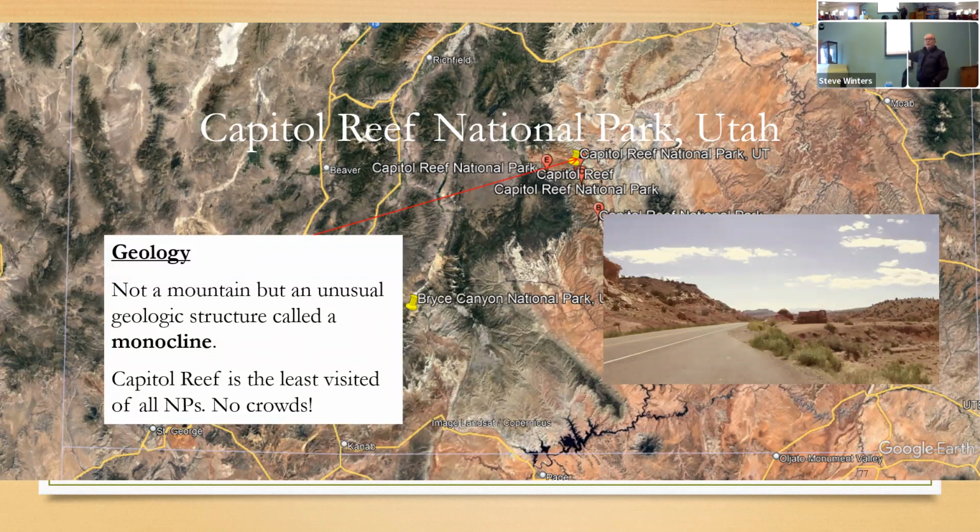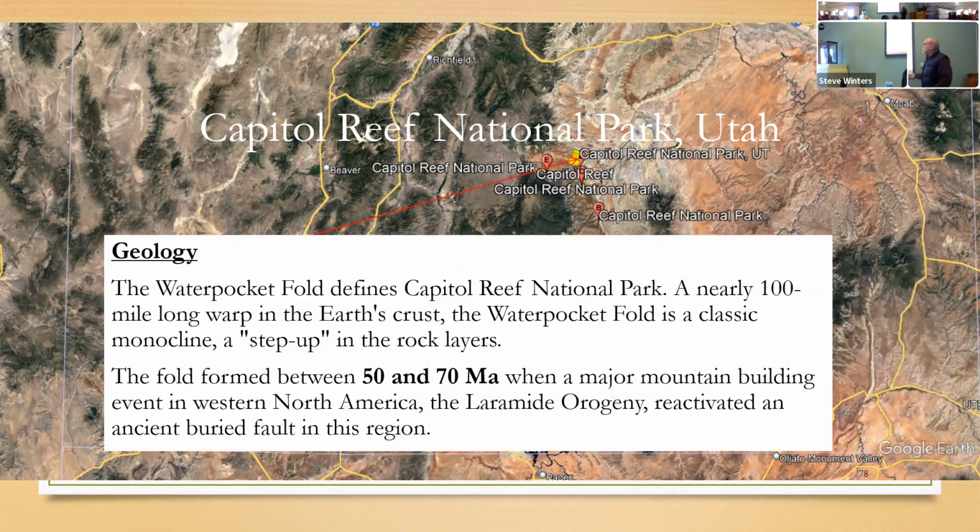There's a lot of history down here. The wagon train people had to break their way through these rocks, which they called reefs. That's what got the name Capitol Reef. The monocline forms what they call water pockets. This is not a geology term, but I was familiar with it. The water pocket is a fold, and it formed about 50 to 70 million years ago, which brackets the Laramide orogeny, so you know that they're related in some way.